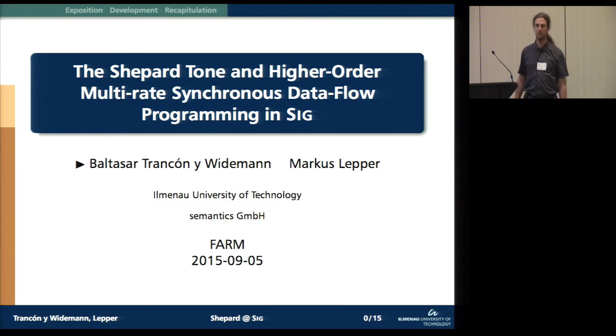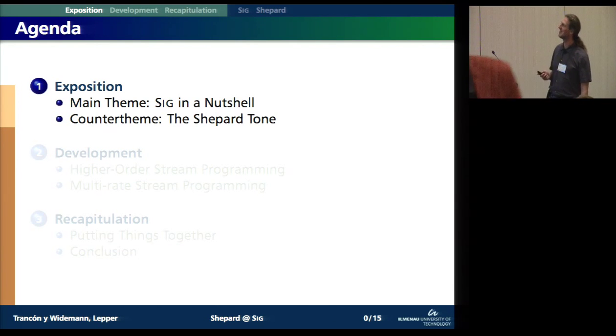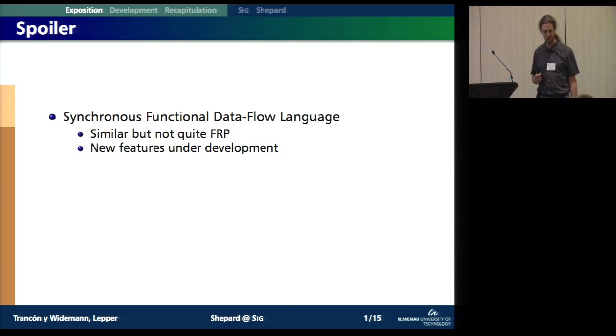This is joint work with Markus Lepper from Berlin. And it just occurred to me last night that this talk is in sonata form, but that's a different matter. Right. What I'm going to talk about, that might help. Oh yes, thank you. Is a synchronous functional data flow language called SIG, which we have been developing for a few years now, which is similar in spirit to functional reactive programming, but not quite the same thing.